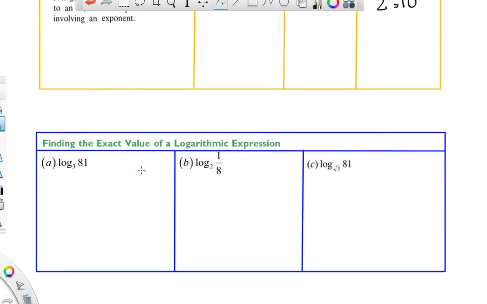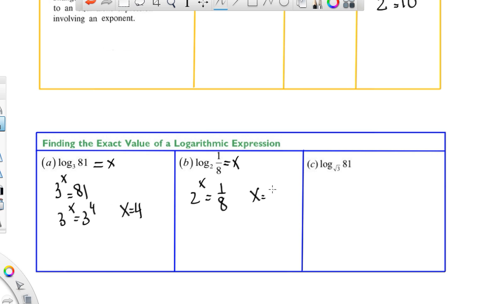Sometimes you can find the actual value, and I usually do this by, well, some of these you will know from memory, but just put a variable over here and rewrite this as an exponential expression. So 3 to the power of x is 81. Well, 81 is 3 to the 4th, so that means that x has to be 4. Over here, 2 to the power of x is 1 over 8. Well, 2 cubed is 8, so I guess I need a negative 3 to make it 1 over 8.